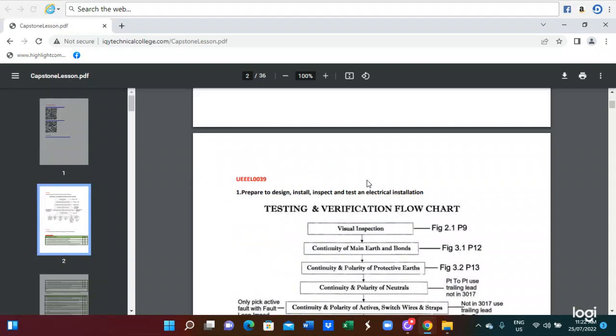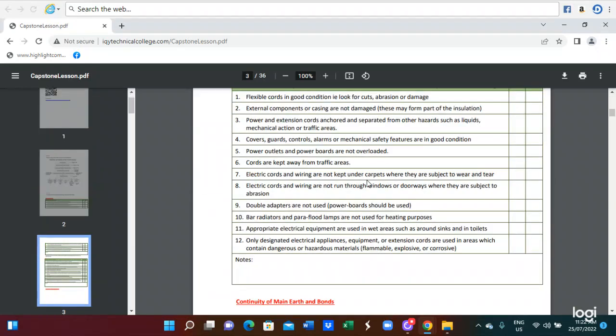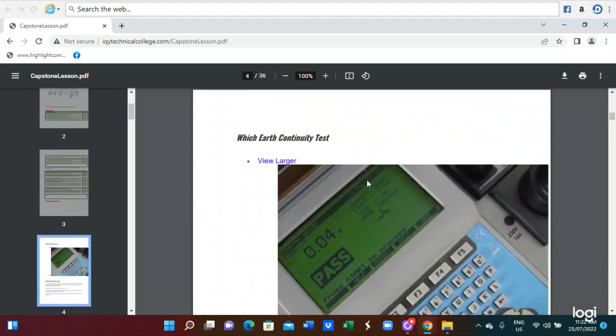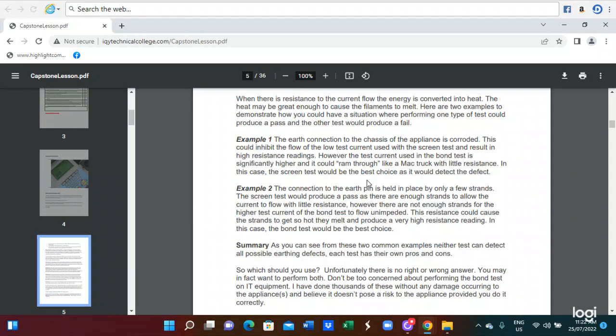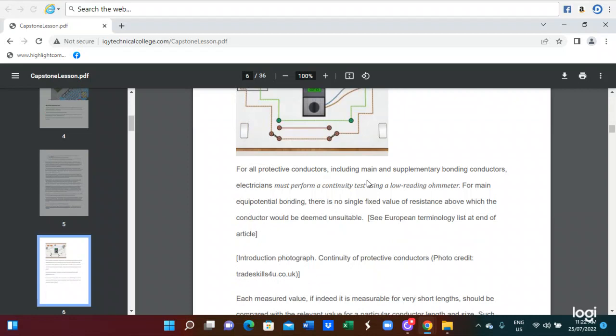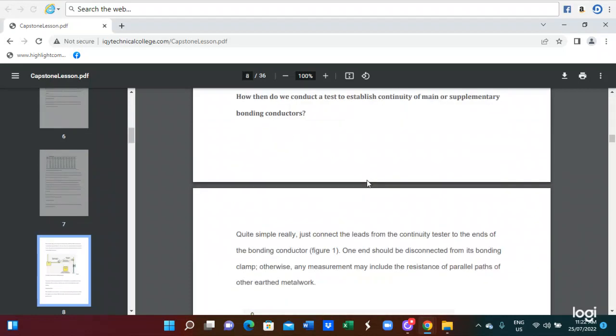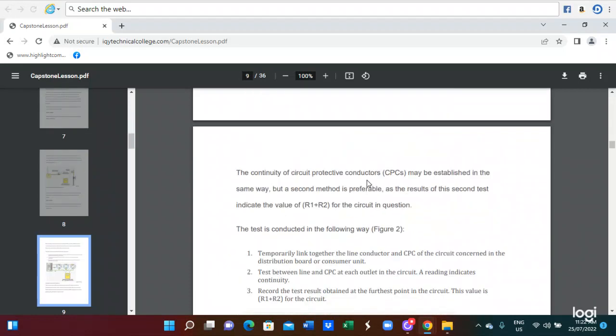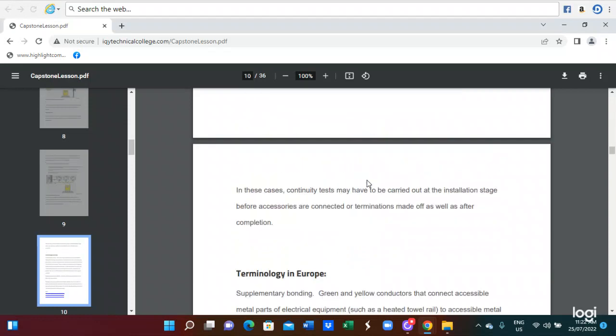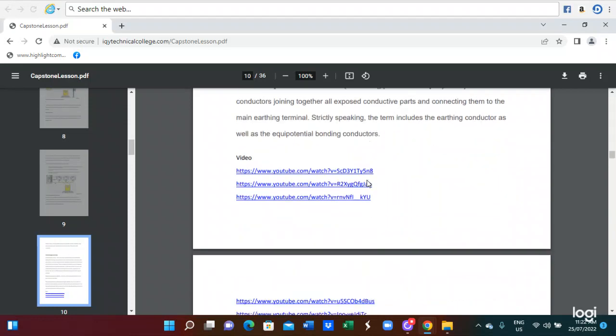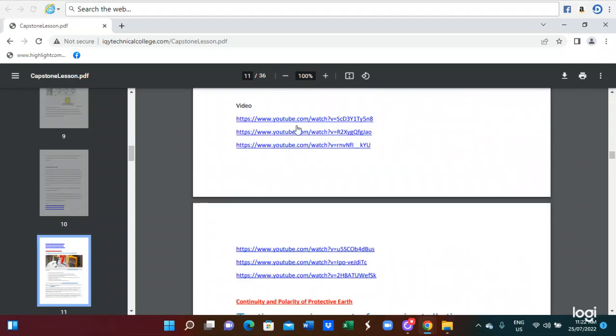So now we're talking about how to test the protective bonding conductor. There are the bonding conductor lesson notes and the video. This is for the protective bonding conductor, and we also talk about acceptable resistance. The first video is the one I show you with the lesson, and there are another four videos you need to build.